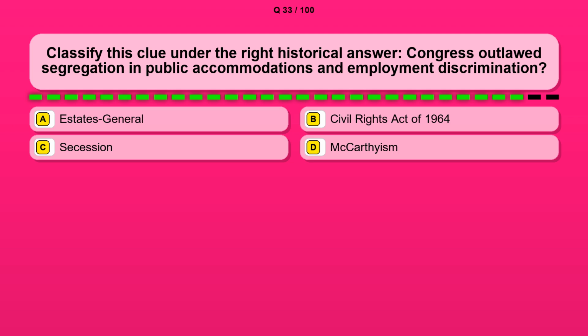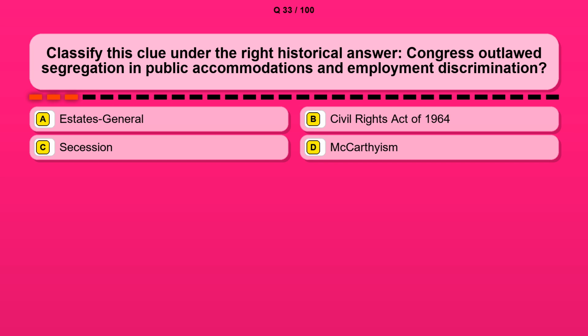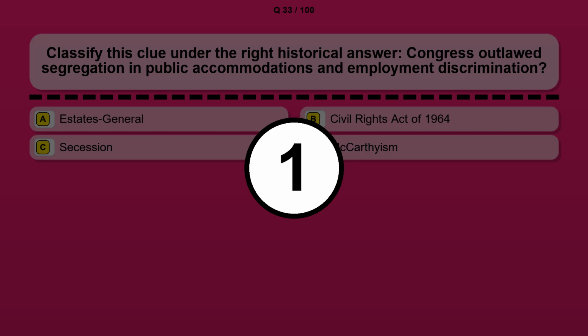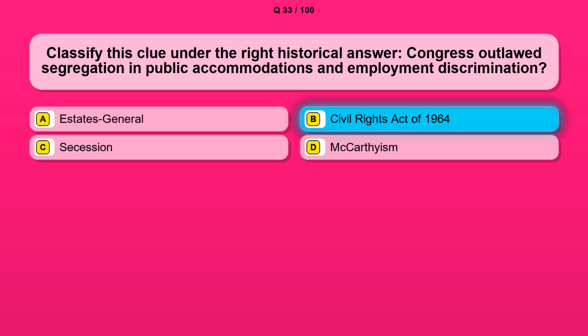Question 33. Classify this clue under the right historical answer. Congress outlawed segregation in public accommodations and employment discrimination. Option A, Estates-General. Option B, Civil Rights Act of 1964. Option C, Secession. Option D, McCarthyism. The correct answer is option B, Civil Rights Act of 1964.